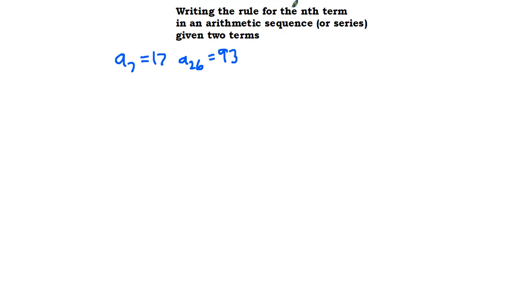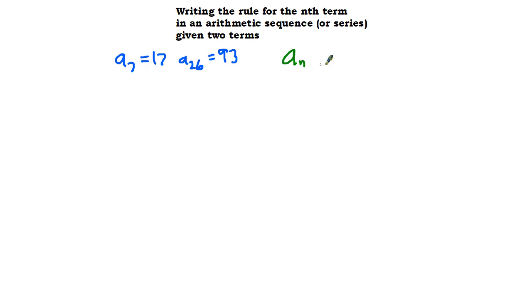We're going to write the rule for the nth term in an arithmetic sequence or series when we're given two terms. So let's say we're given the 7th term, 17, and we're given the 26th term, 93. What we'd like to know is the rule for any term in this sequence. And by the way, it could be a series as well. We're just looking for the rule for the nth term.